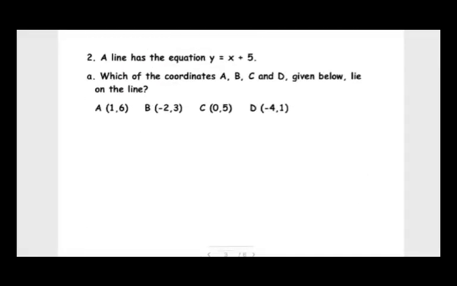My second sum says, a line has the equation y is equal to x plus 5. Which of the coordinates A, B, C and D given below lie on the line? So let's use this formula. This is my x, this is my y. Alright, y is equal to x plus 5. So if I take x as 1, plus 5, my y value is 6. Is my y value 6? Yes. So this equation is good for A.